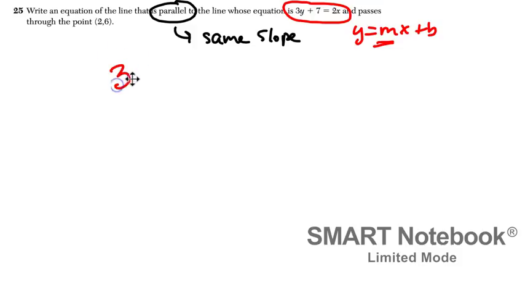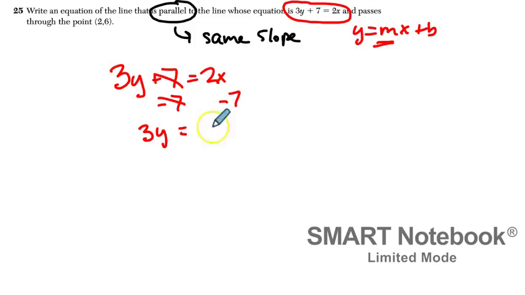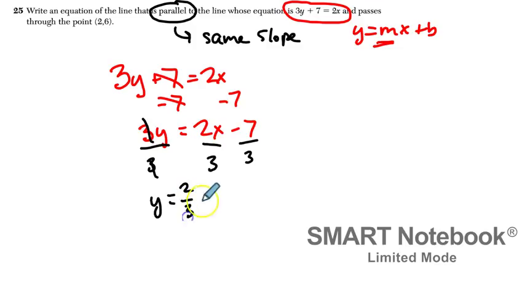So in order to put this in slope-intercept form, I need to solve for y, meaning I need to get y by itself. First thing I notice is this 7 is in the way, so I want to subtract 7 from both sides to cancel it from the left side. So I get 3y equals 2x minus 7. And then I have 3 times y. To undo multiplication, I want to divide everything by 3. So that gets me y equals 2/3 x minus 7 over 3.